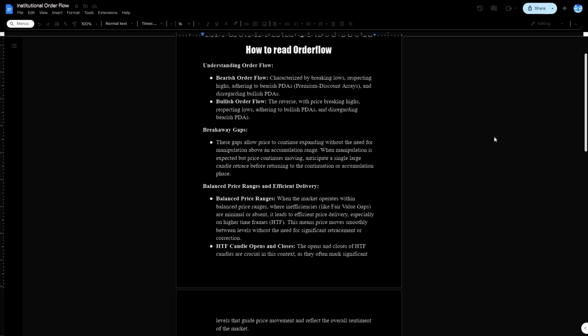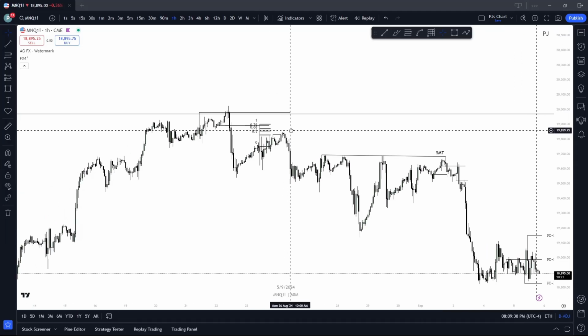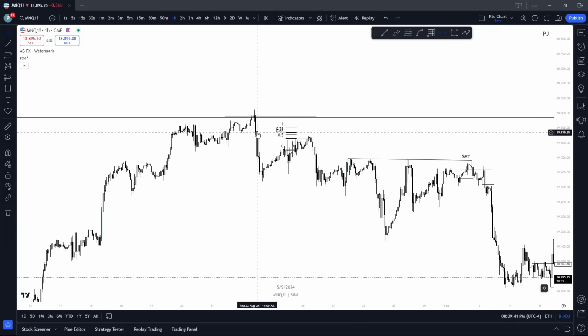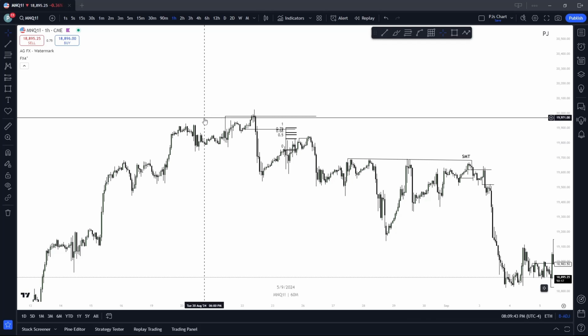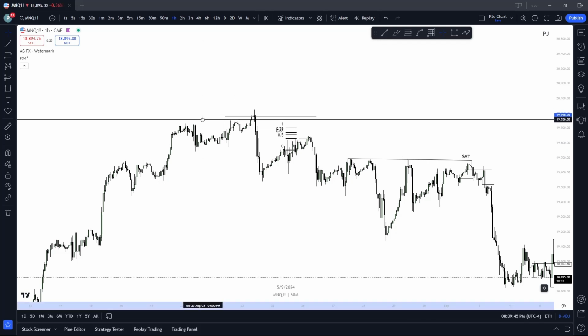Balanced price ranges. When the market operates within balanced price ranges, where inefficiencies like fair value gaps are minimal or absent, it leads to efficient price delivery, especially on a higher time frame. This means price moves smoothly between levels without the need for significant retracement or correction. Oftentimes, we'll see it and it looks like this. A balanced price range can look such as like this, indicated with this weekly line. This line is a weekly PDA.